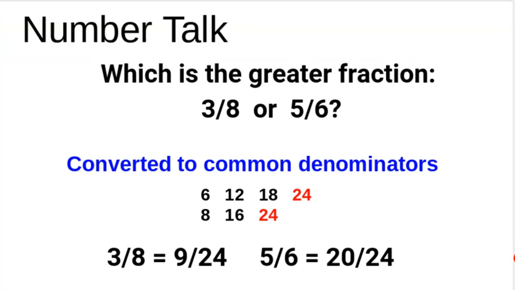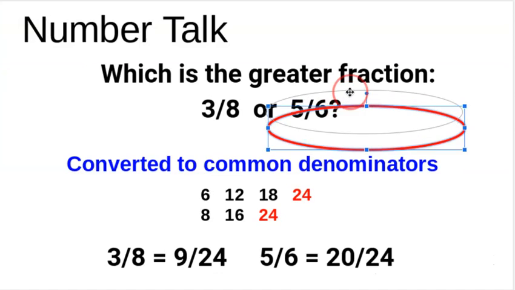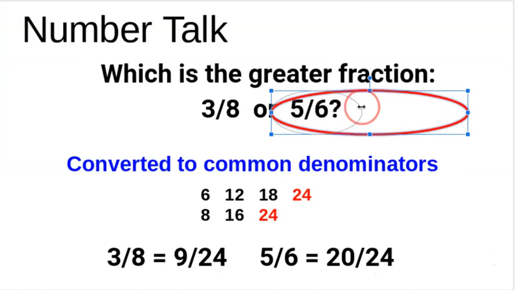So you can see the first thing that I did was list the multiples of each denominator down below. 6, 12, 18, 24, 8, 16, 24. I noticed that they both share the multiple 24. So using equivalent fractions, 3/8 is equal to 9/24, and 5/6 is equal to 20/24. So you can see that 5/6 is the larger fraction.